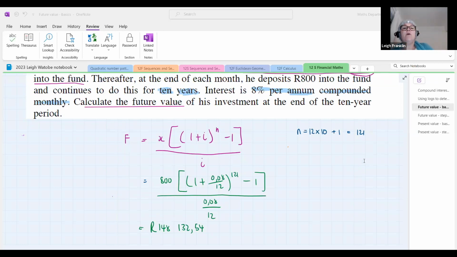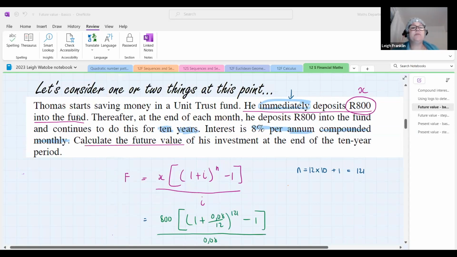Okay, so there are 12 payments in a year because there's 12 months in a year. Okay, and he is depositing 800 Rand at the end of every single month. So he will make 12 payments in a year for 10 years. So that's why I'm saying 12 times 10. And then the reason that I'm adding 1 is because, again, in this example, it is an immediate deposit of 800 Rand.